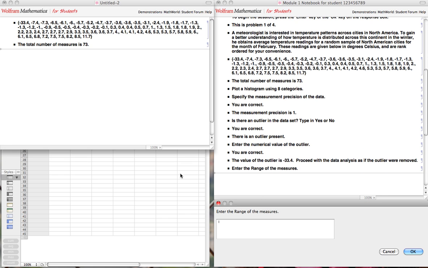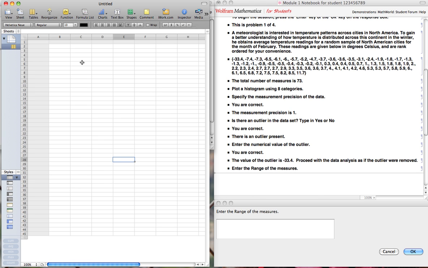Okay, enter the range of measures. The range of measures is equal to the largest number that's not an outlier minus the smallest number that's not an outlier. In this case, I'm using a program on the Mac that's similar to Excel, so people can see what I'm doing. So it's 11.7 plus 7.4. Okay, so the range is 19.1.